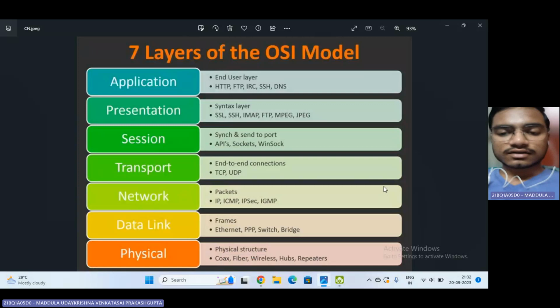And the last and important layer is the physical layer. It deals with the physical structure between two hosts. That means it converts the data into electrical signals or electromagnetic radiations with the help of cables like optical fiber cable, coaxial cable, twisted pair cable, etc.